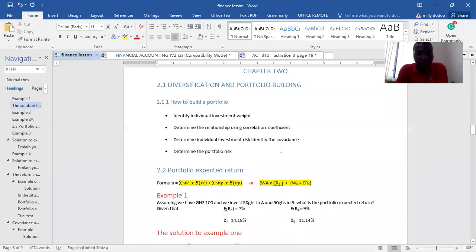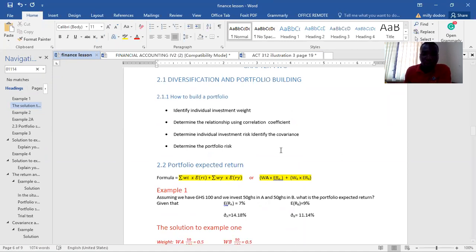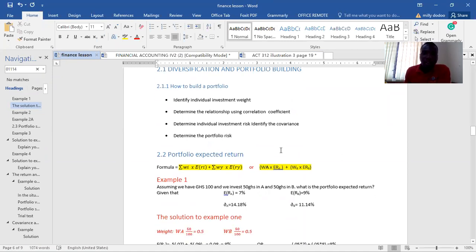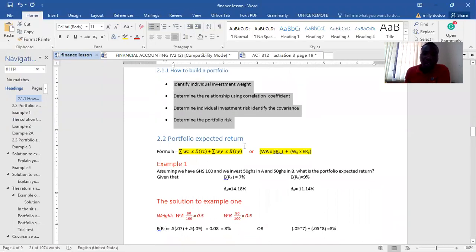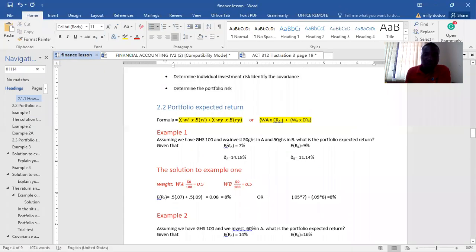We learned how to build a portfolio, and then we talked about the things you need when you want to build a portfolio, the steps you follow. And we say you identify the individual investment weight, determine the relationship, that's the correlation among the investments, identify the covariance, and then determine the portfolio risk.